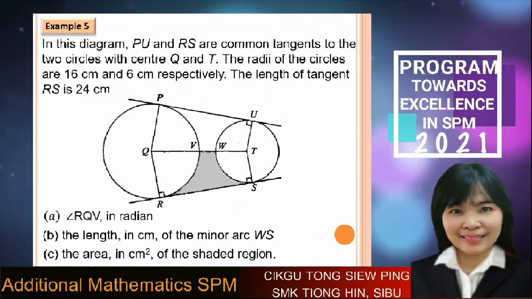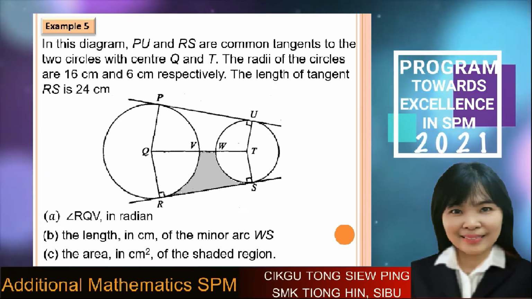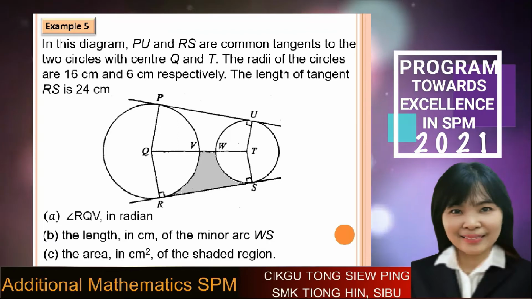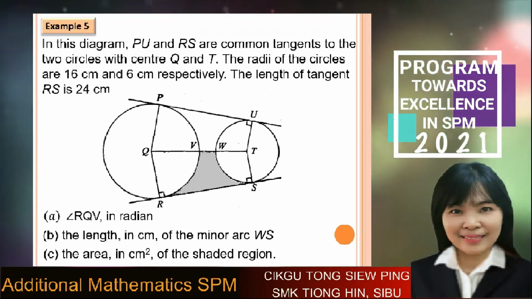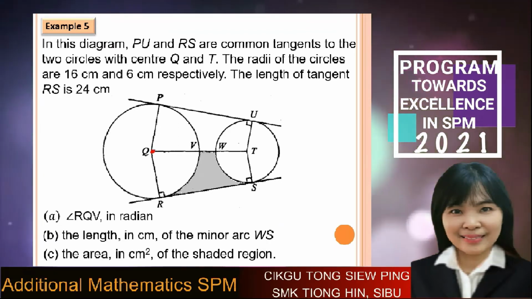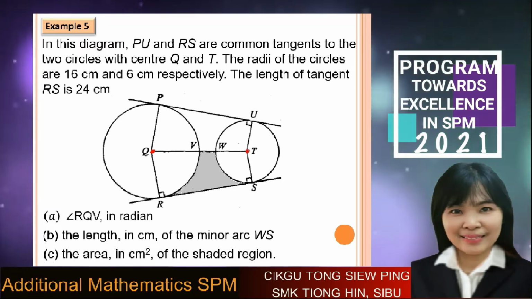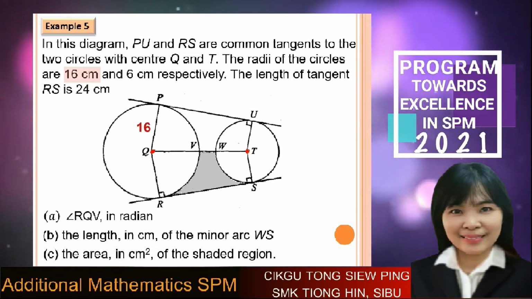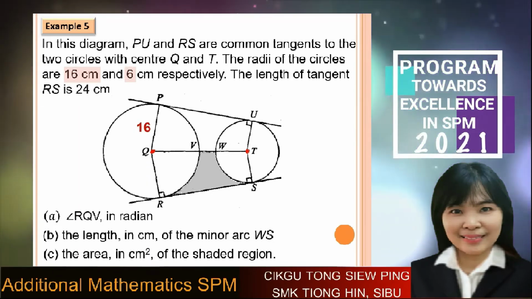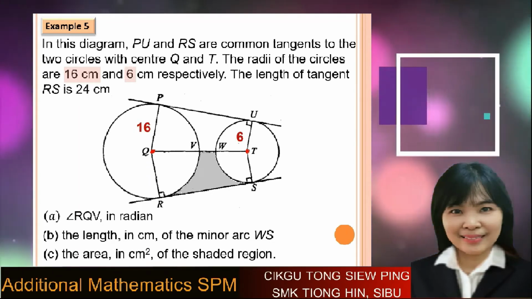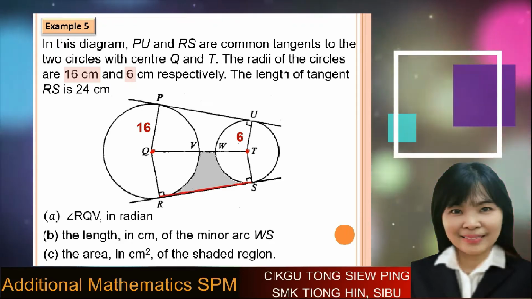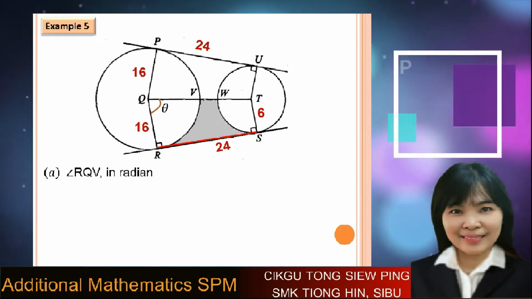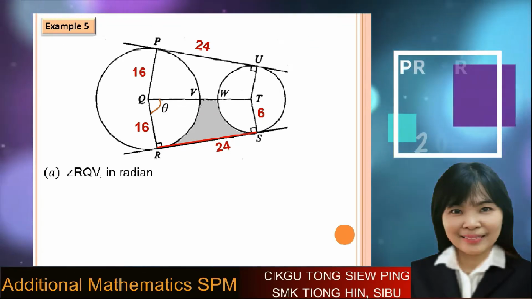Example 5. In this diagram, PU and RS are common tangents to the two circles with the centers Q and T. The radii of the circles are 16 and 6 cm respectively. The length of the tangent RS, the red line here, is 24. Find angle RQV in radians, so this angle.